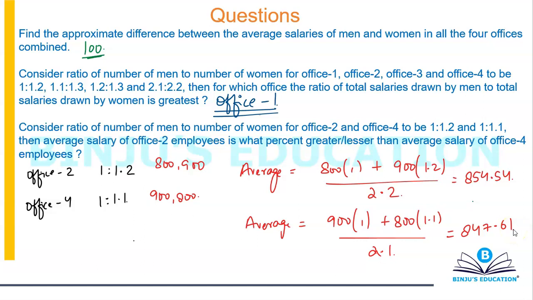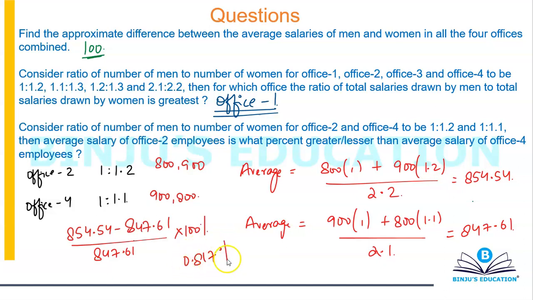So what's the question? The average salary of office 2 employees is what percent greater or lesser than the average salary of office 4 employees? So this will be 854.54 minus 847.61 divided by 847.61, and then this will be multiplied by 100%. That will be 0.817%, and that's your answer.